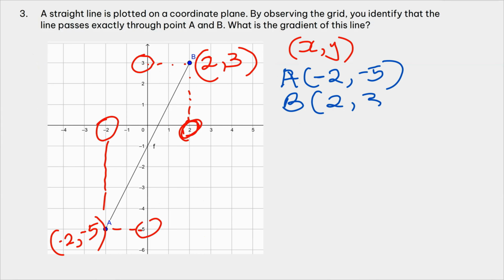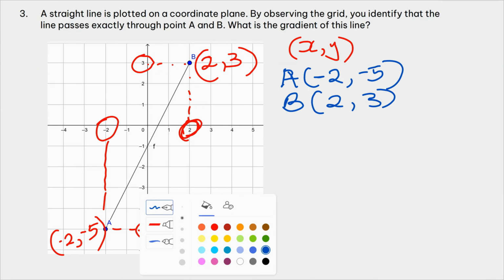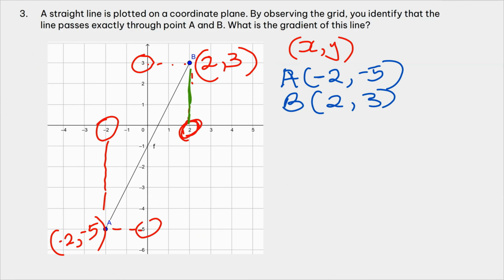Now with these 2 points, so we have 4 coordinates, now we can find the gradient. What we are finding is the change in y over the change in x. This is the change in x, and here we have the change in y. So we are going to subtract to find the change in y and the change in x.